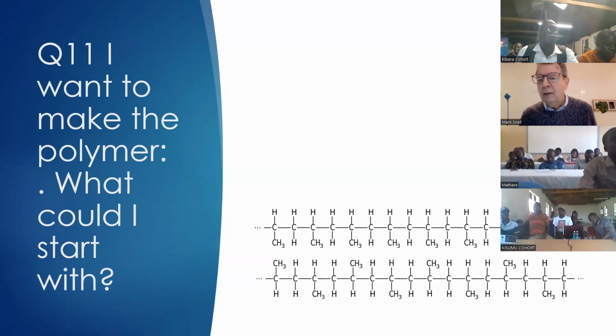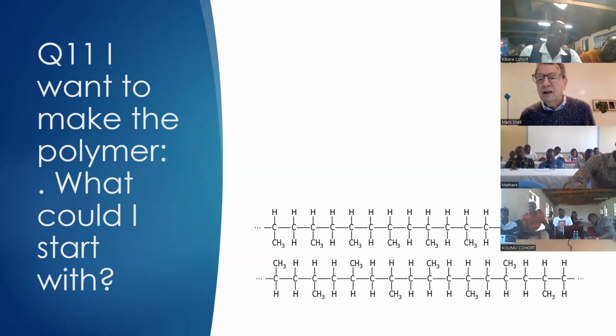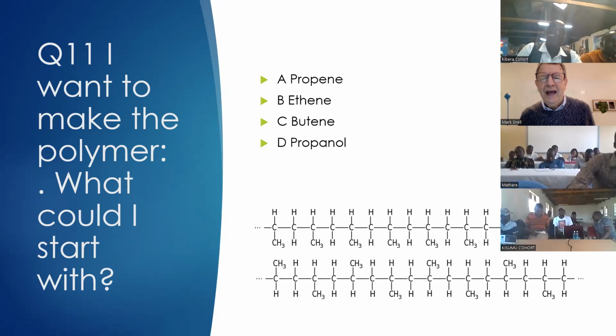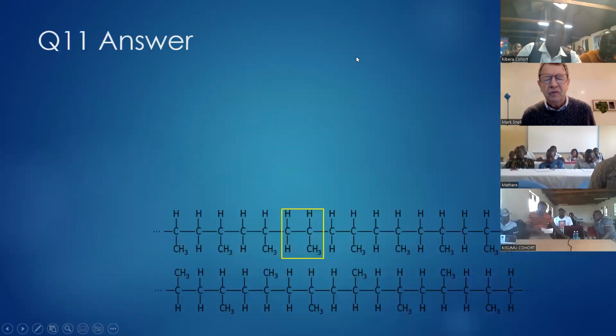Here's a polymer. I'm only going to give you 1 minute to look at that. What's the monomer? Identify the repeating unit. It's going to be A, because there are 3 carbons in the unit. Okay, there. Identify the repeating unit.